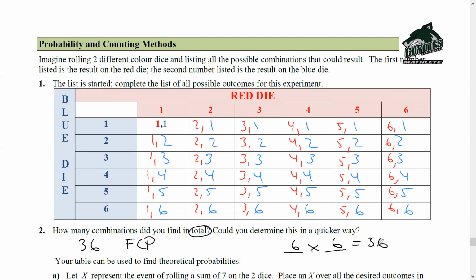Now, first question says, let X be the event of rolling a sum of 7 on the 2 dice. Okay, I'm going to go ahead and put pretty hearts on top of them. So right there, there's my sum of getting a 7. The next question, B, says put probably a Y over top and tell me what's the probability of getting a sum of 9 or greater. Okay, I'm going to put stars on these. 9 or greater, at least 9. There we go. Perfect. So you should have those labeled with X's and Y's.